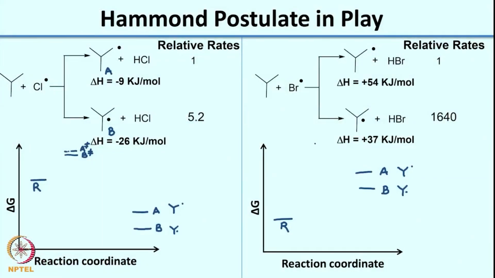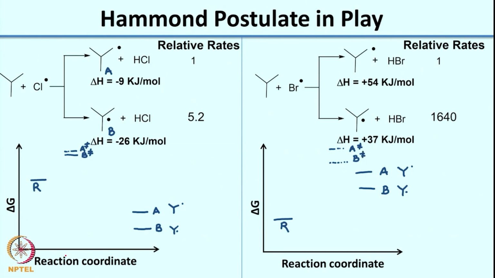Whereas in this case you have a late transition state. Now the transition state is resembling the product more, and which is more stable? B. So what you would end up getting is a transition state which has this energy difference. Call it A prime, and A double dagger and B double dagger.